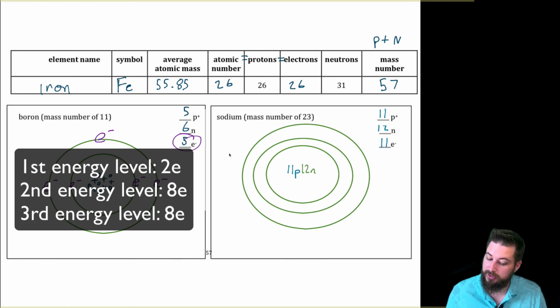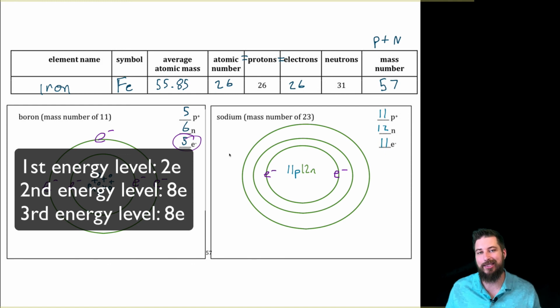How many go in the second energy level? 8 electrons go in the second energy level. But how many electrons does sodium have? It has 11. And we've already written 2 of them, so that means that there's 9 left. And so what that means is that there will actually be 8 electrons in the second energy level.